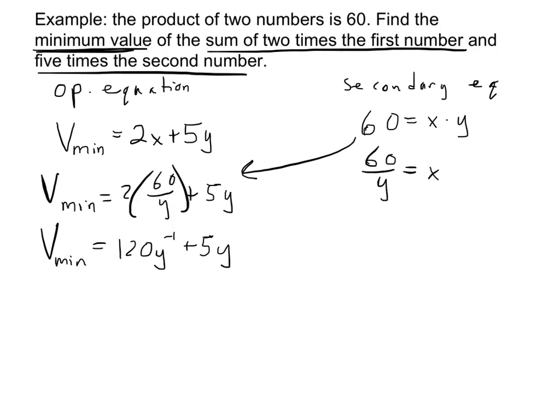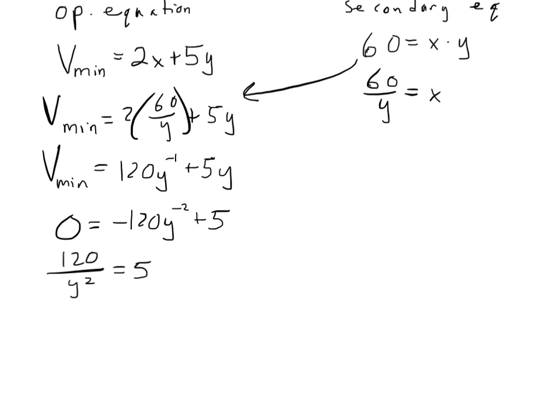I feel pretty comfortable taking the derivative now. I'm going to get 0 equals negative 120y to the negative 2 plus 5. And now I need to solve this thing for y, right? So I'm going to rewrite this thing as, like, move it to the bottom over y squared. And I'm also going to move that over to the other side. 120 over y squared equals 5. If that step didn't make sense, please make sure you take a second to see that.